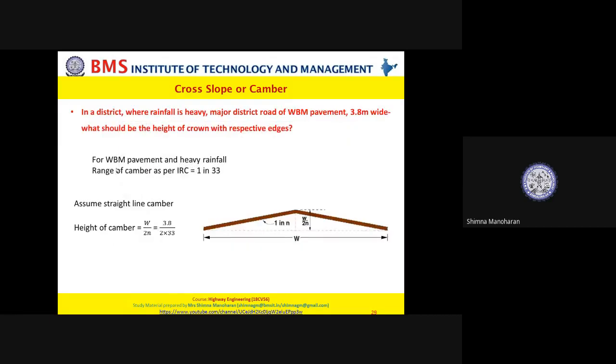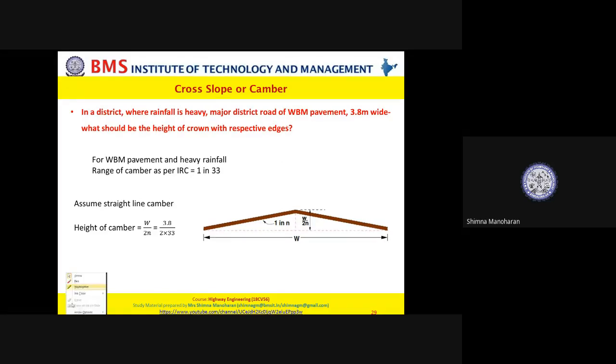So now we'll quickly solve a numerical. This is the data given. In a district where rainfall is heavy, major district road of WBM pavement. WBM is nothing but what? Waterbound macadam pavement. 3.8 meter wide. What should be the height of crown with respect to the edges? Okay. So what has been given? The rainfall is heavy and it's a major district road of WBM pavement.